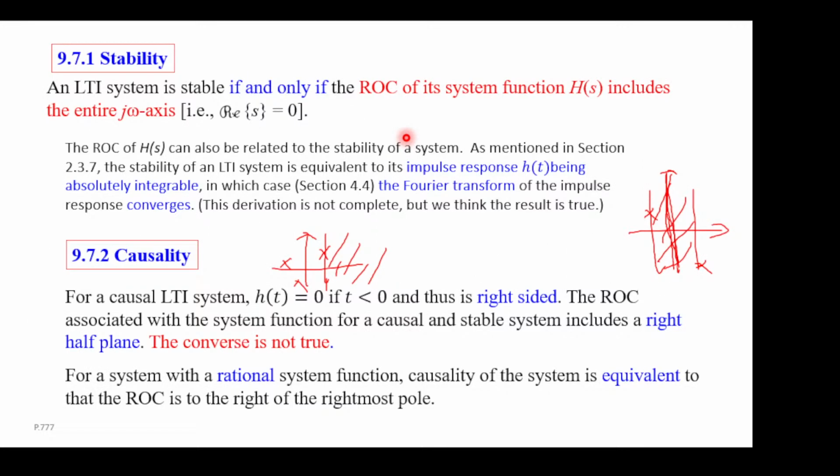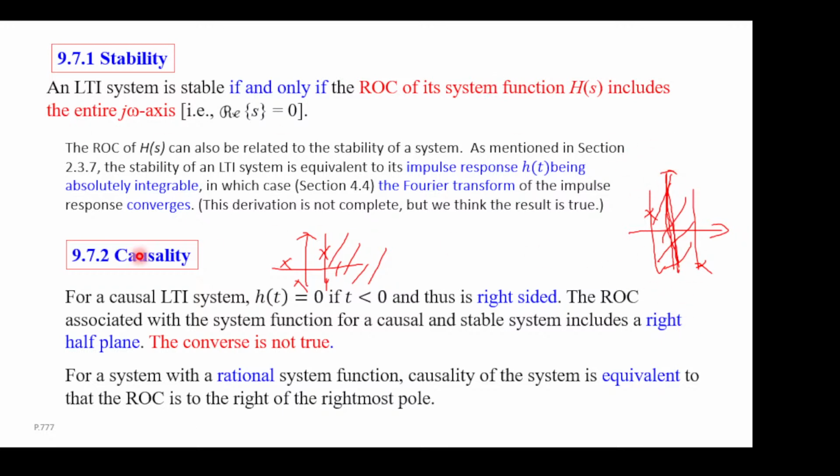Then stability. Okay, so your LTI system is stable if and only if the ROC includes the j omega axis. As we said, the derivation is a little ambiguous. Not ambiguous, I guess, a little not rigorous enough. But anyway, this is what we believe. So an LTI system is stable if and only if the ROC contains the j omega axis.